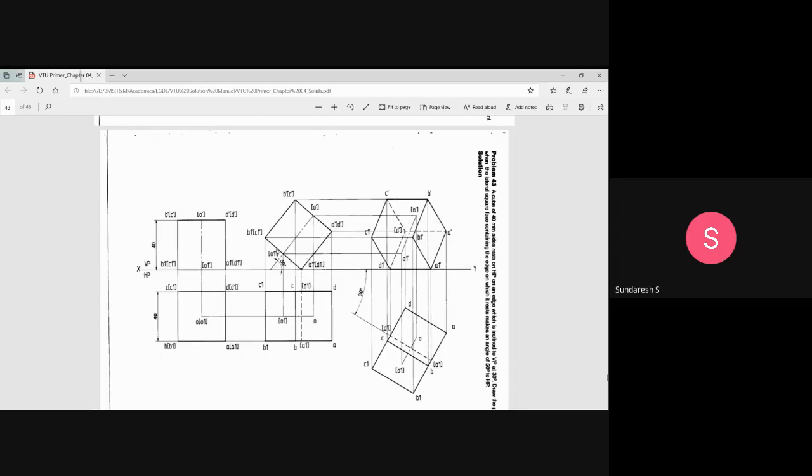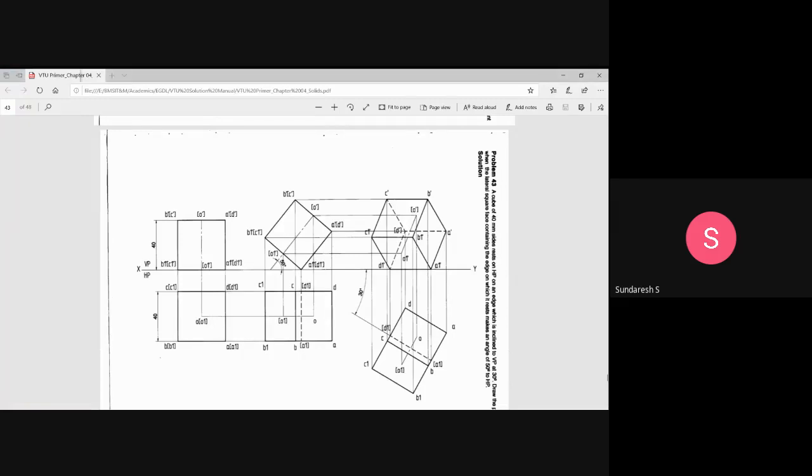Then you can complete the top view of the second position by taking the corresponding distances using the compass, and complete the second position front view. The only thing is that the lateral face A, D, D1, A1 should be inclined to HP at 50 degrees. In this case, they have shown it as an axis inclined at 50 degrees. Since these two lines are parallel to each other, that will be inclined at 50 degrees.